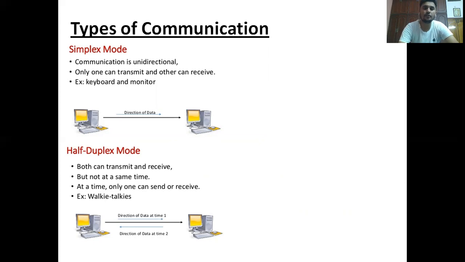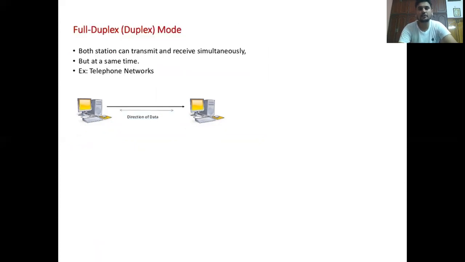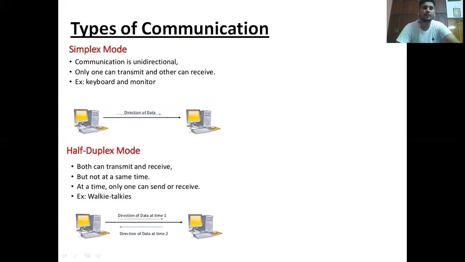And the third one is full duplex mode. So bidirectional is possible at a time. Sender A wants to transmit data to B and B wants to transmit data to A. Both are possible at a time in the same clock rate. That is called full duplex mode. So these are the three types of communication modes: simplex mode, half duplex mode, and full duplex mode.